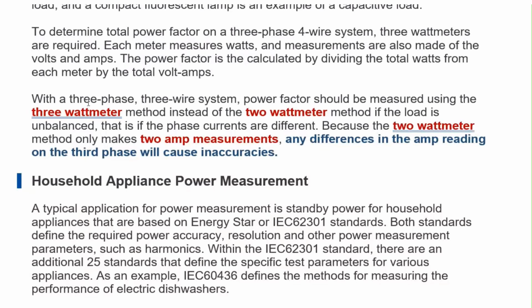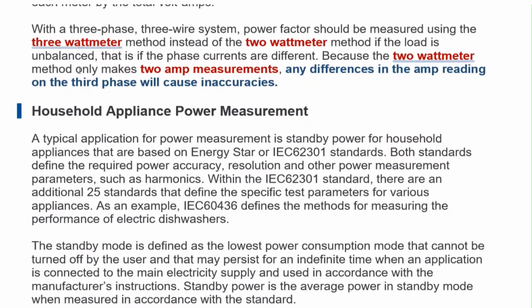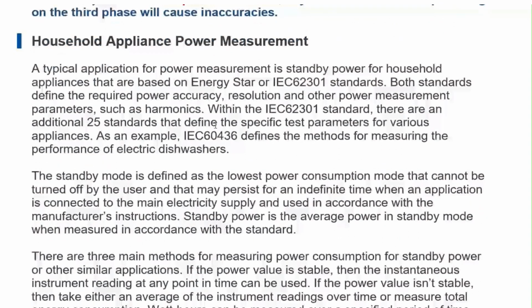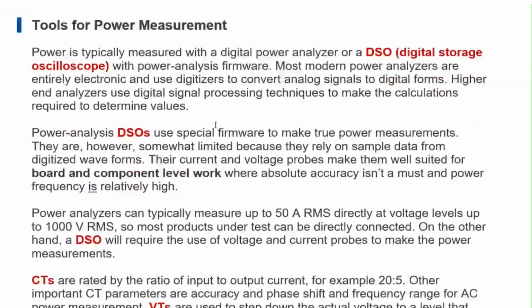So with a three-phase three-wire system, power factor should be measured using the 3 wattmeter method instead of the 2 wattmeter method if the load is unbalanced, and if these phase currents are different, because the 2 wattmeter method only makes 2 ampere measurements, and any differences in the ampere reading of the third phase will cause inaccuracies in the power measurement. So that's it. Very important part we are discussing.